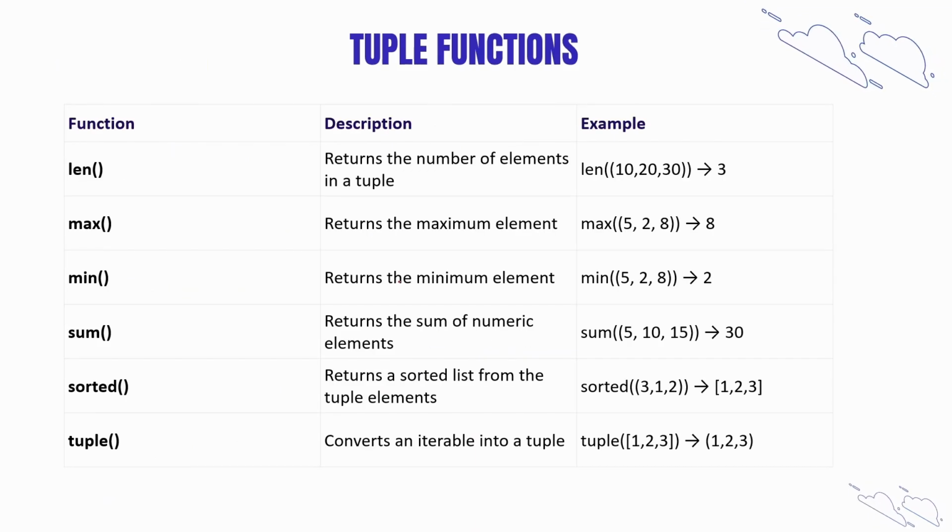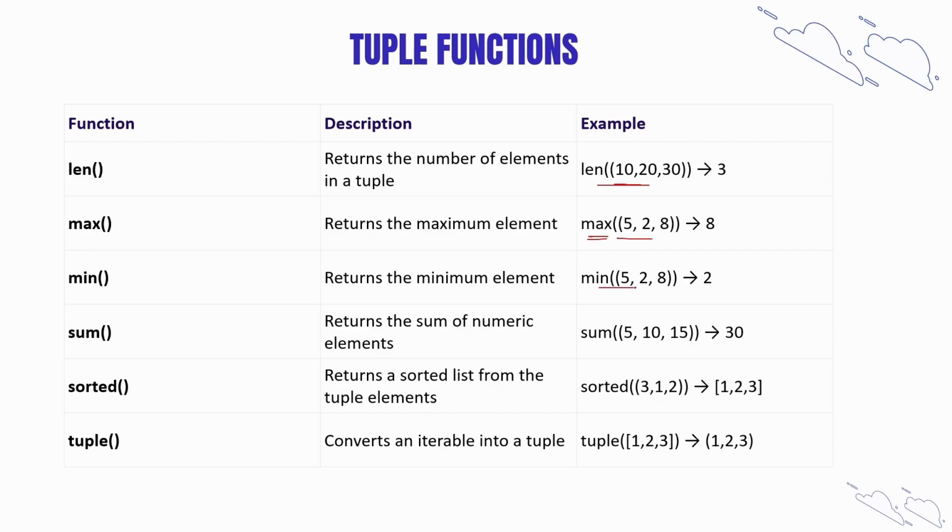So next is tuple functions. In tuple we have these functions. First is len. We have already seen len, which we use to calculate the length of the tuple. Okay. Then we have max. Here we have this tuple with values from 5 to 8 and we want to calculate the maximum element. So we use this function max and it gives us 8 because 8 is the maximum value.